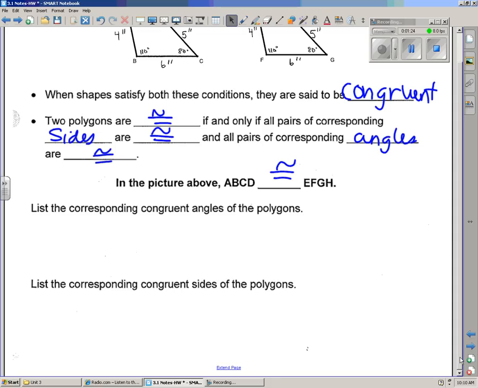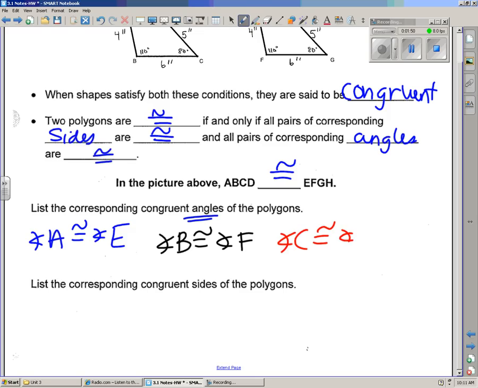When they ask you to list the corresponding congruent angles of the polygons, here's where you want the angle letters to match up. So you should know that the first letter, angle A, should be congruent to the first letter, angle E, and that the second letter, angle B, is going to be congruent to the second letter, angle F, and then angle C is congruent to G, and angle D is congruent to angle H. So that's the corresponding piece. It's where the letters actually all match up.